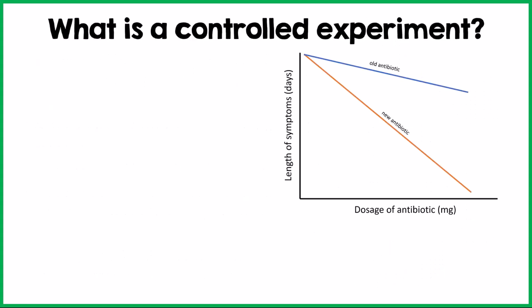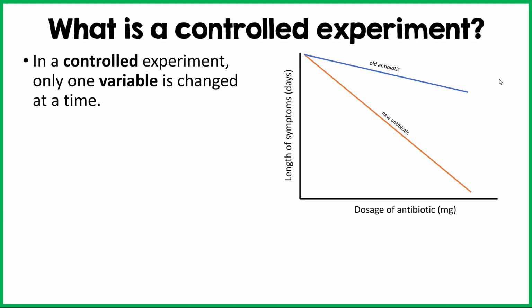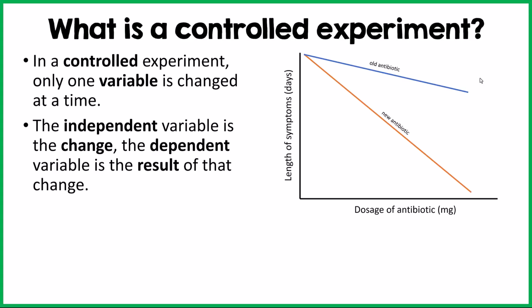So let's focus on the experiment part of this process here. What is a controlled experiment? Scientists use controlled experiments. In a controlled experiment, only one variable is changed at a time. The independent variable is whatever is being changed, and the dependent variable is the result of that change.